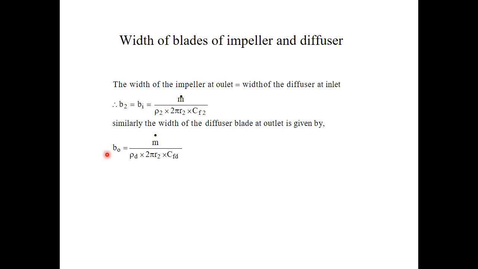Similarly, the width of the diffuser blade at outlet is given by Bo equal to m dot divided by rho d into 2 pi r2 into Cfd, where rho d represents the density of the working fluid at diffuser outlet and Cfd stands for the velocity of the working fluid at the diffuser.